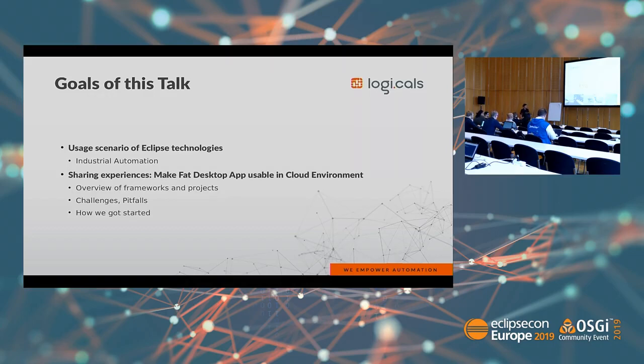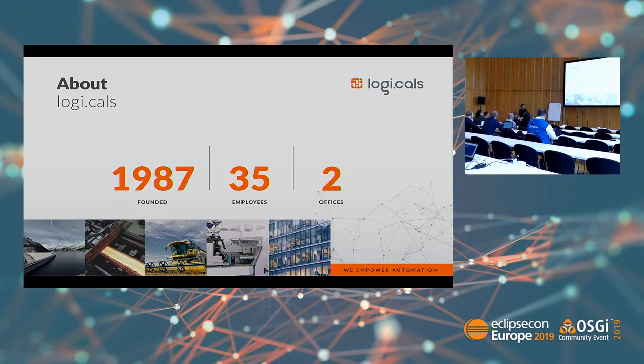So first of all, the company I'm working for, Logicals, has been founded 30 years ago. From the very beginning on, we created graphical editors to create automation programs. And Logic 3, which is the first desktop application we will be talking about soon, is the third generation of engineering tool for creating industrial automation applications. There are two offices of Logicals. One is in Austria, close to Vienna, and one is in Germany. And in total, we have around 35 employees.